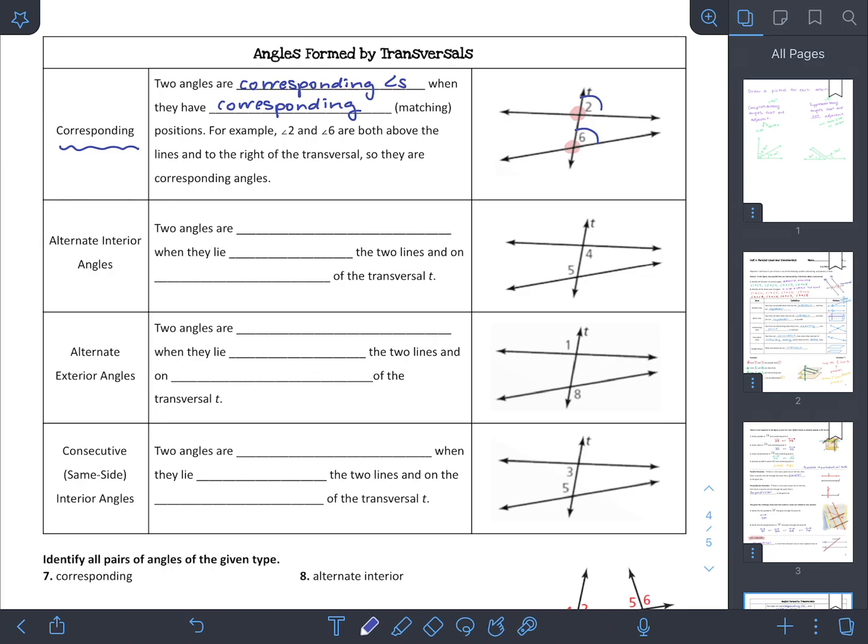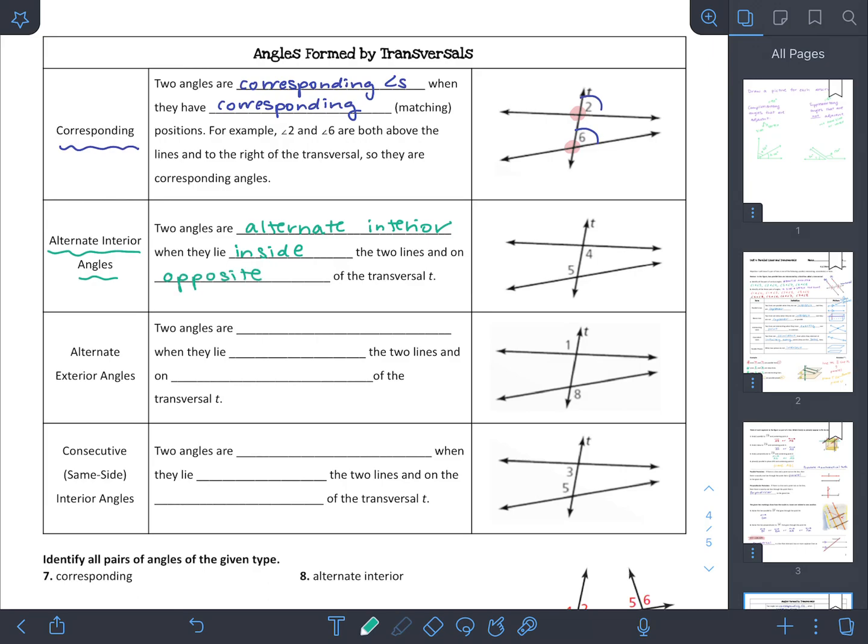Okay, that's different from alternate interior angles. So alternate interior angles I'll do in another color. Two angles are alternate interior when they lie inside the two lines and on opposite sides of the transversal.